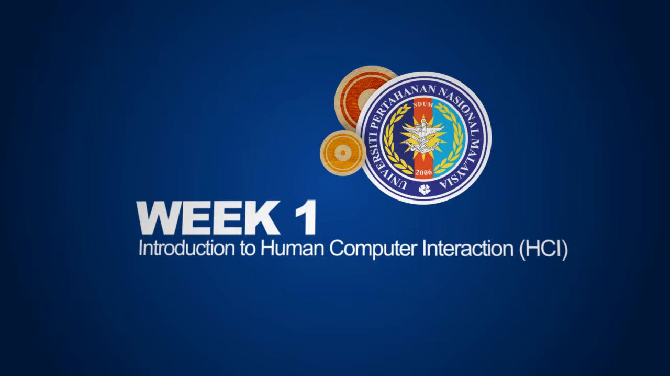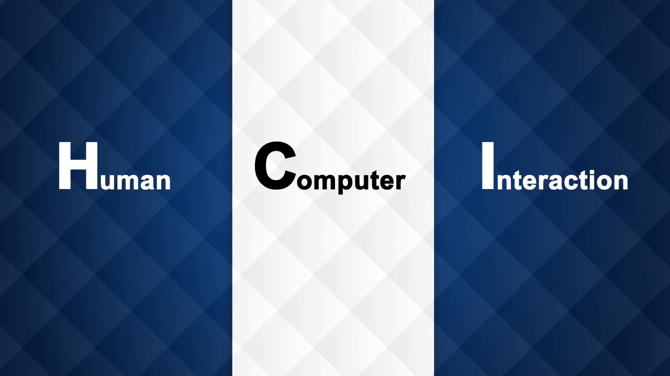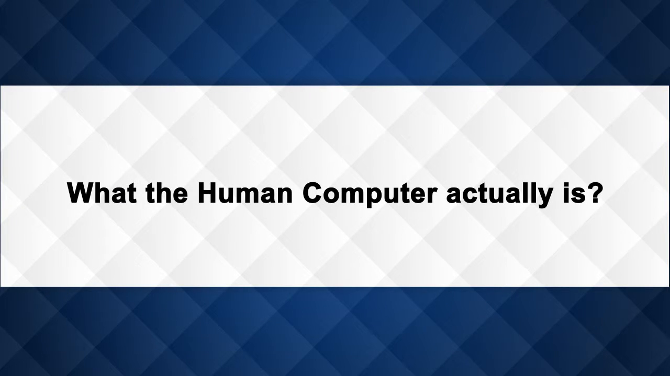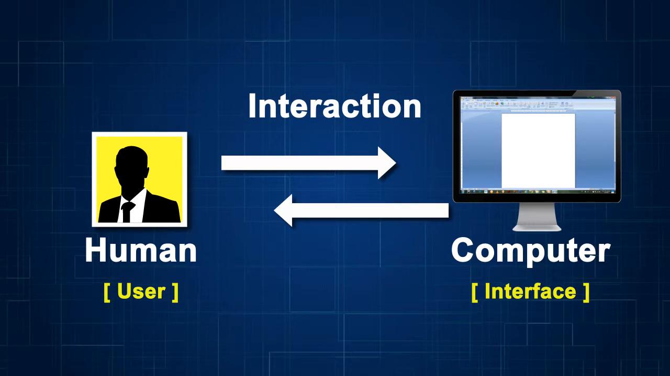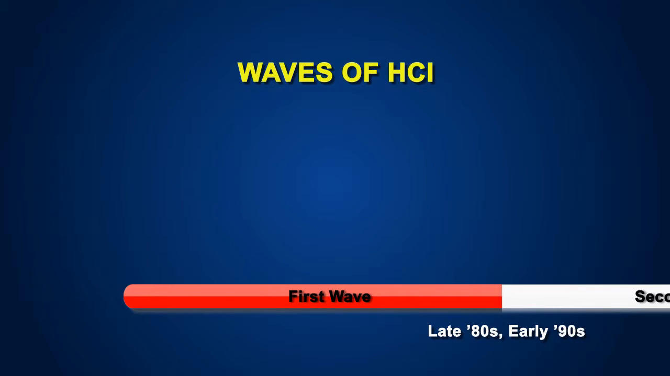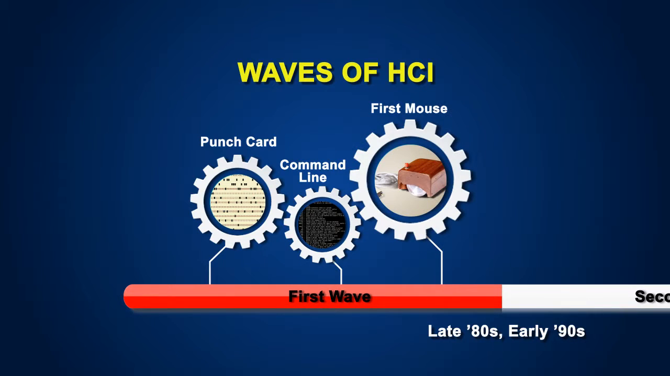Let's begin our lecture on human-computer interaction, also well known as HCI. The waves in the HCI domain consist of four waves. The first wave started in the late 80s until the early 90s. Examples of HCI technologies include the punch card, command line, and first mouse.